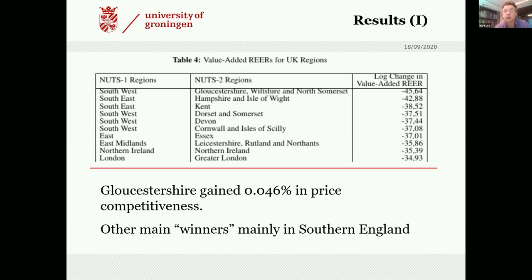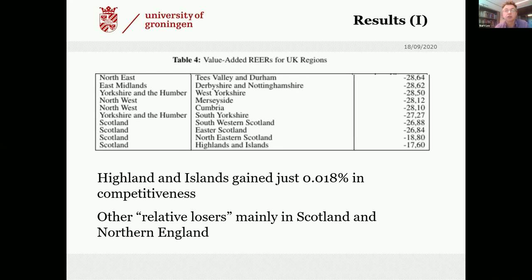Most of the main winners, other regions that benefited most in terms of price competitiveness, were mostly located in southern England. And the most important relative losers, so those regions that benefited only very little from the fall in the price of the pound, are mainly located in Scotland and in northern England.